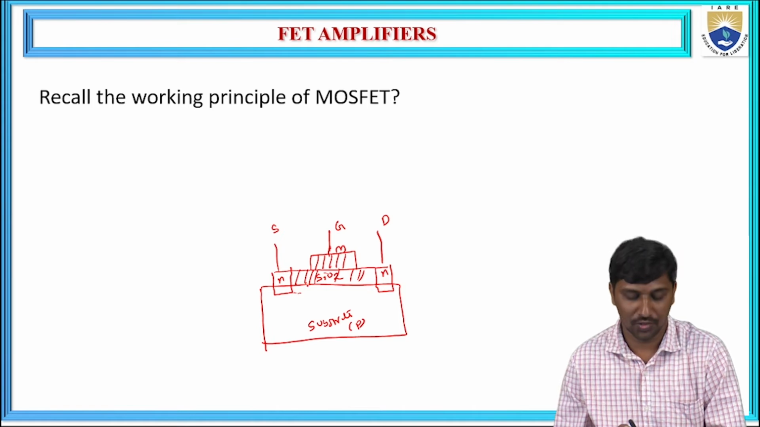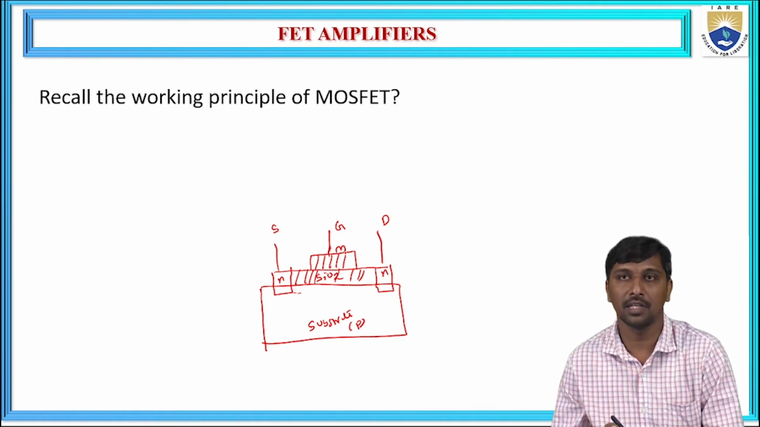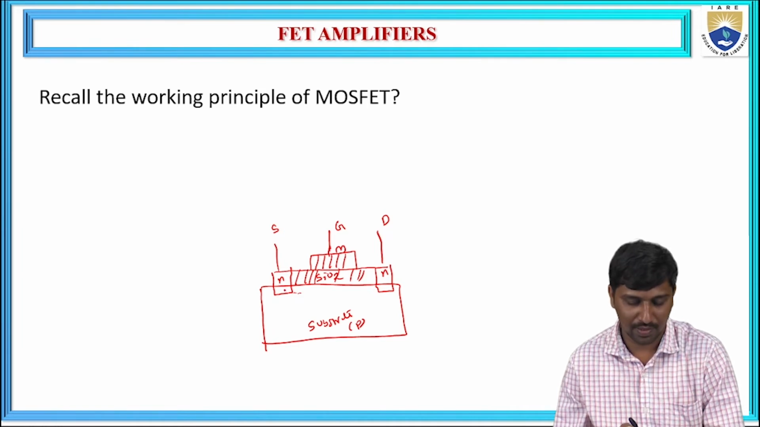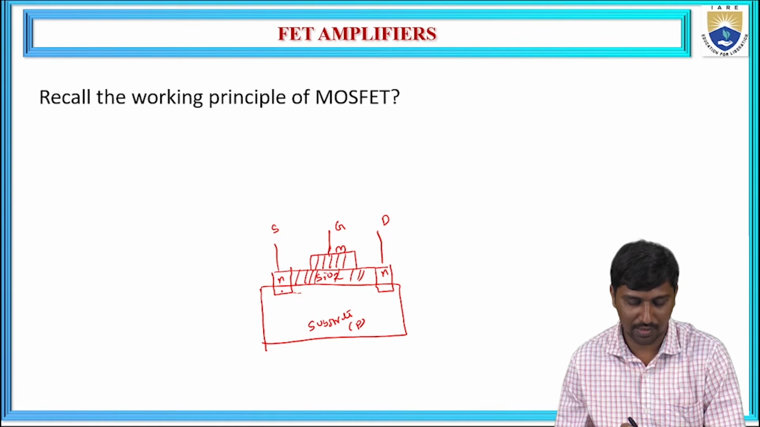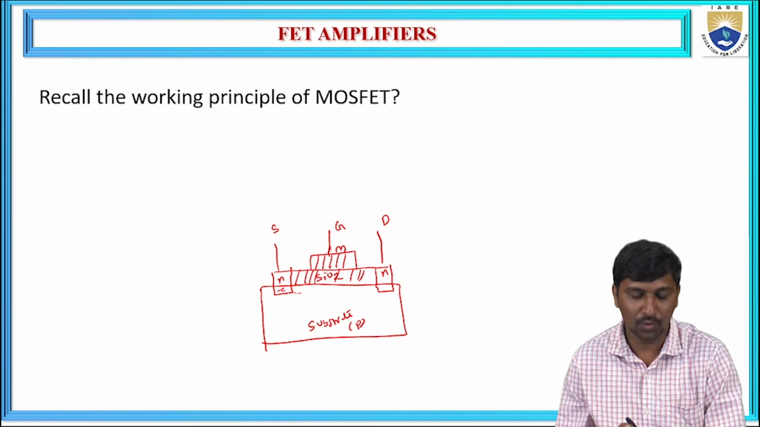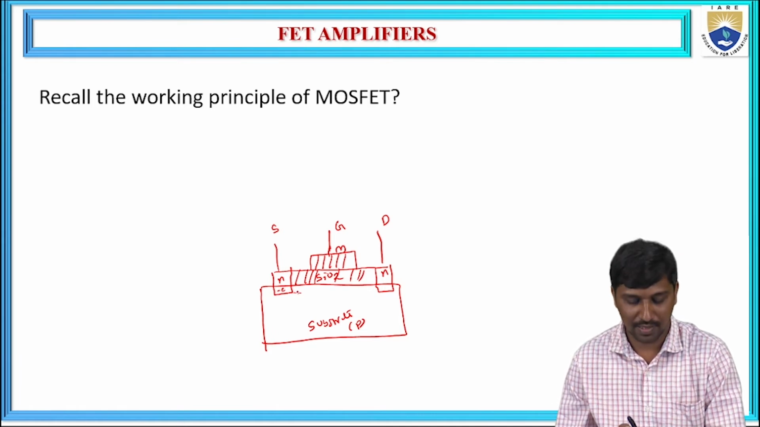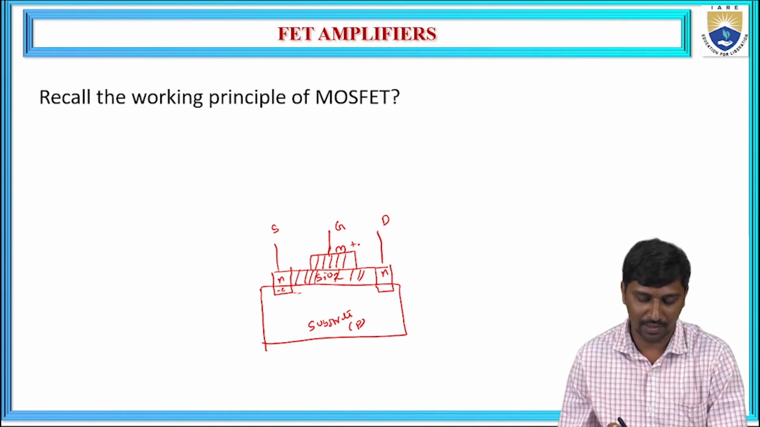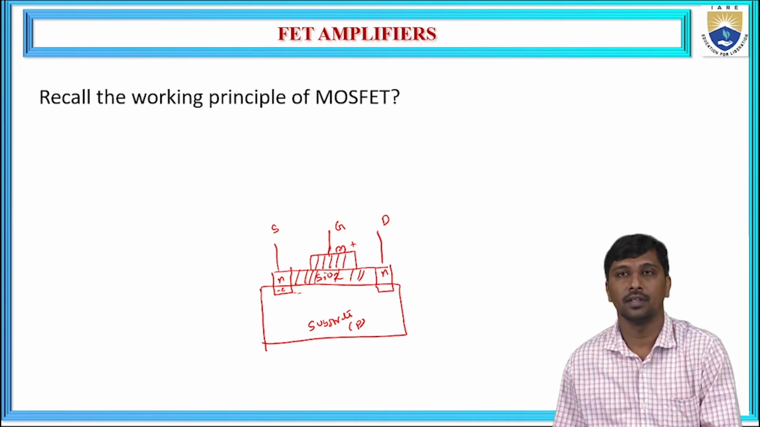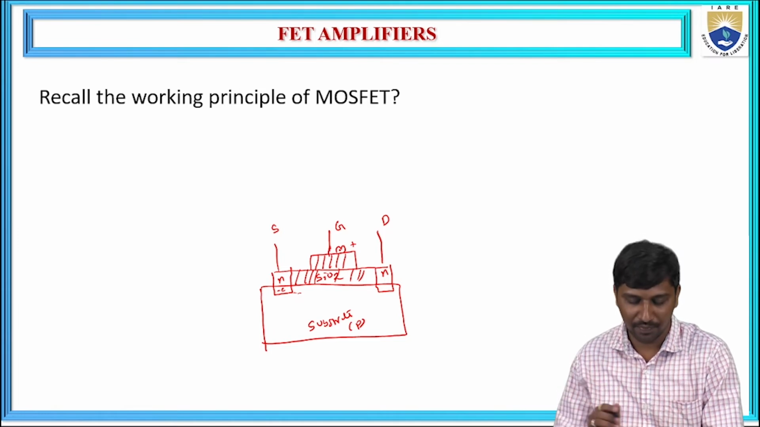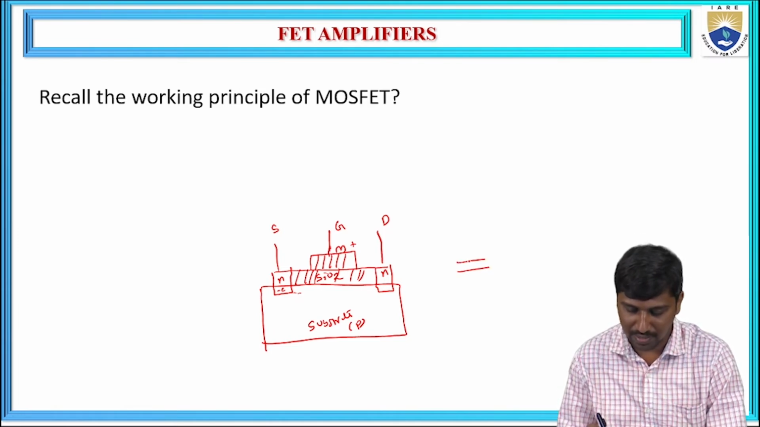To allow the charge carriers from the source to the drain, we need to apply some amount of force. The source is N type, so the majority charge carriers are electrons, which are negatively charged particles. If you want to repel these negatively charged particles, we need to apply the same amount of energy. Hence, here I am applying a positive energy.